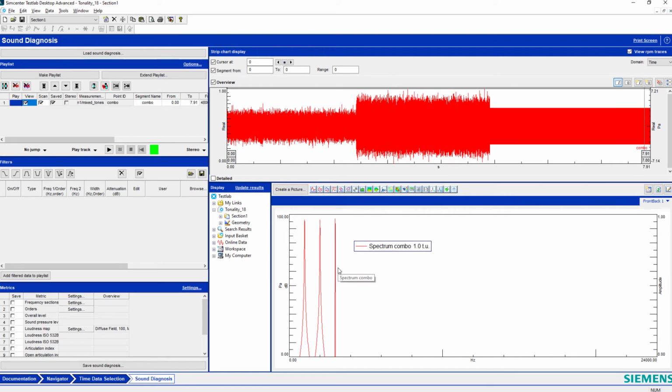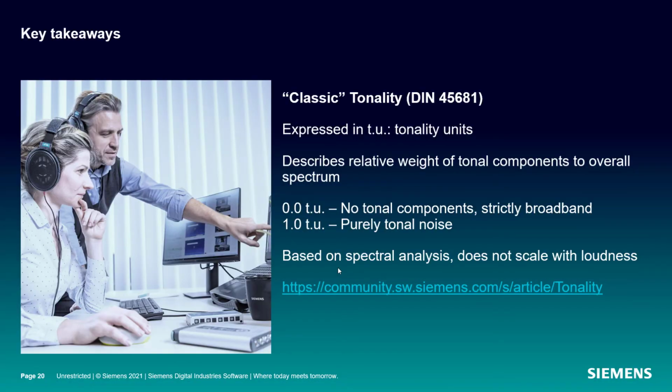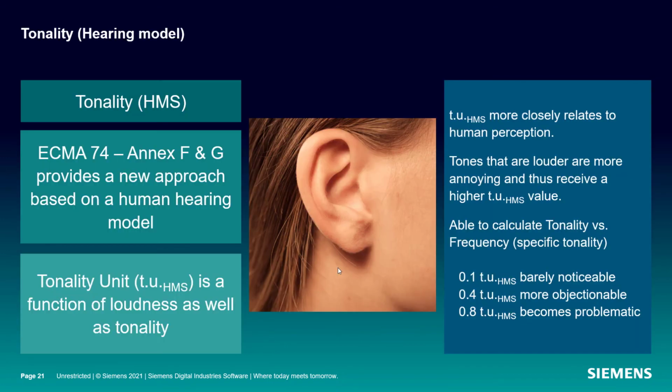Okay, so pretty straightforward. The DIN tonality is really just trying to give us an idea if we have tones in our spectrum, and then how prominent or strong they are in terms of our perception. Okay, so 0, no tonal components. 1, almost exclusively tonal components, or the tonal components are so strong and loud that that's all that really matters. Okay. So this is done on spectral analysis line by line in our spectrum, and it does not really scale with loudness.